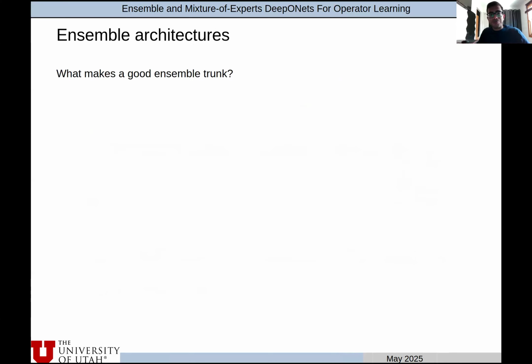Okay, so that covers 2 of the novel trunk architectures that we proposed in this work, and a way to combine them at the same time to use in an ensemble architecture. Now, the next question that we wanted to ask ourselves was, what makes a good ensemble trunk? Well, naturally, it is to combine trunks that have different properties.